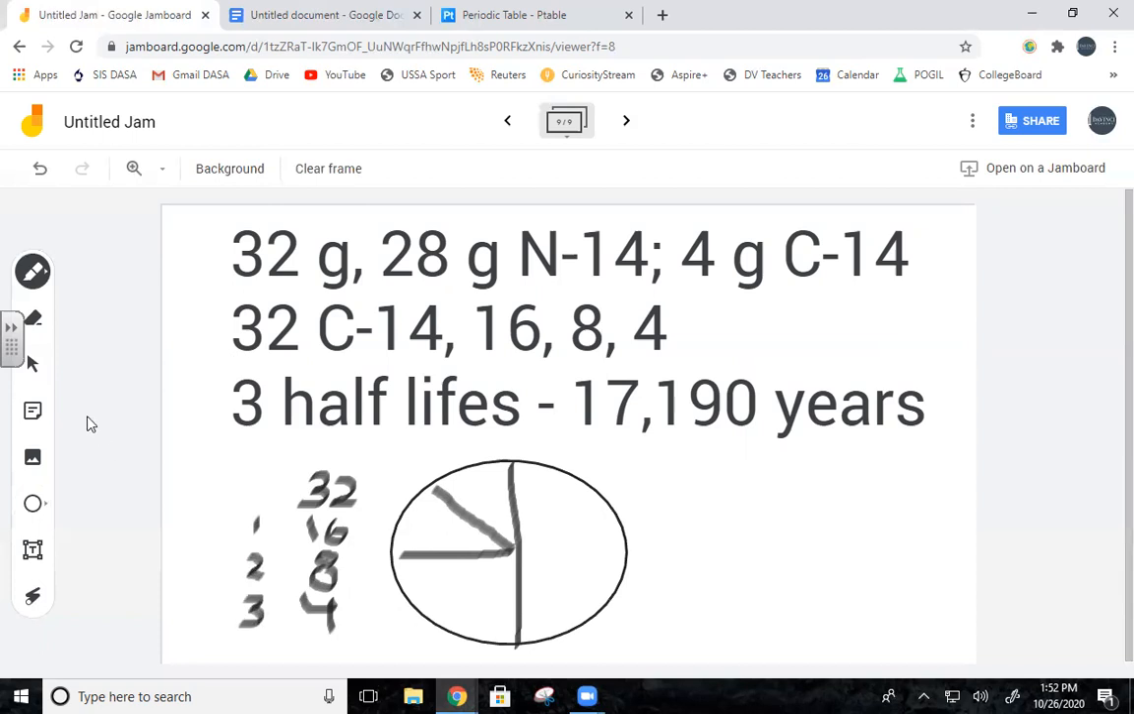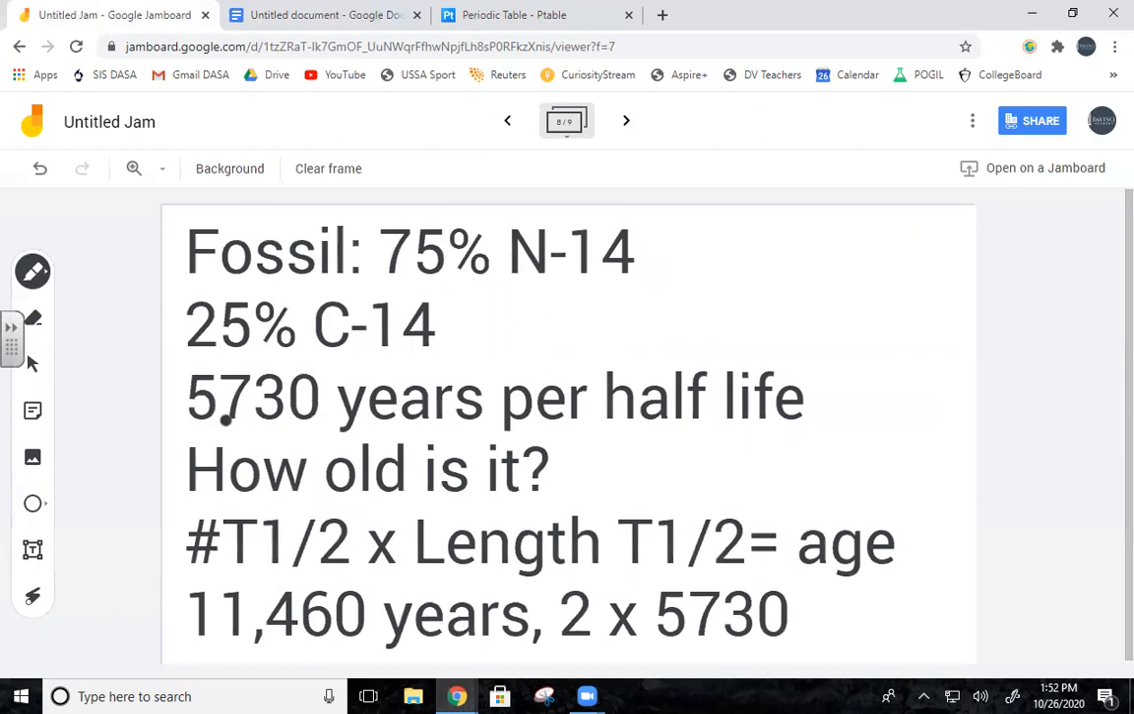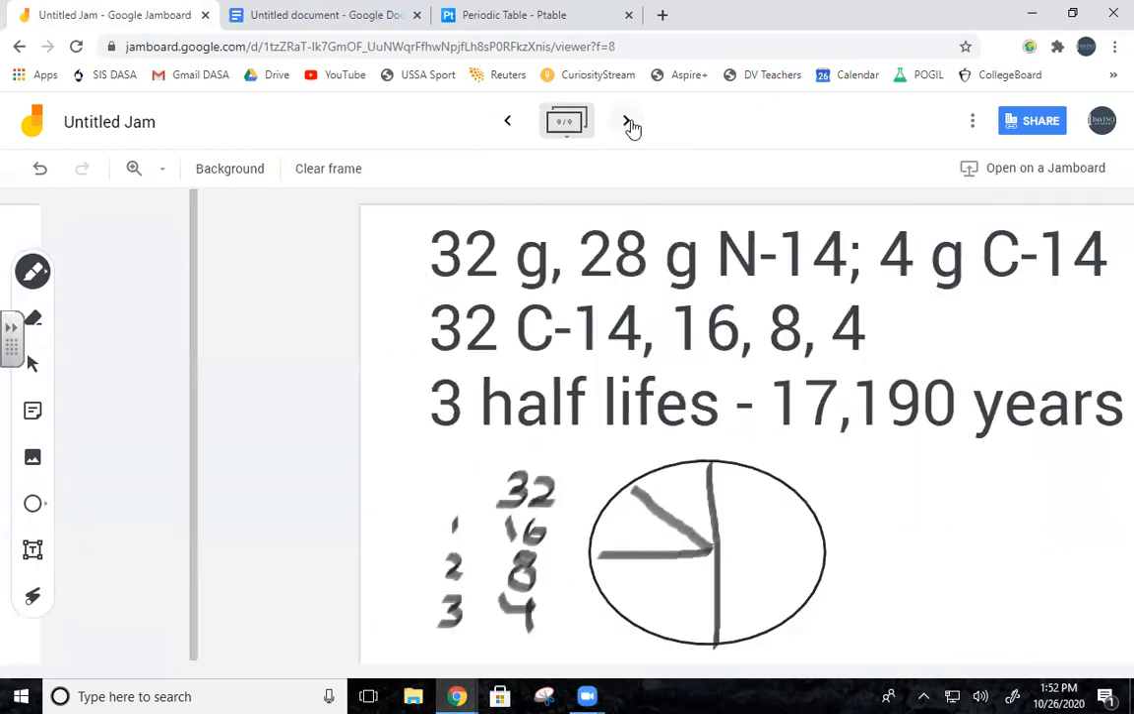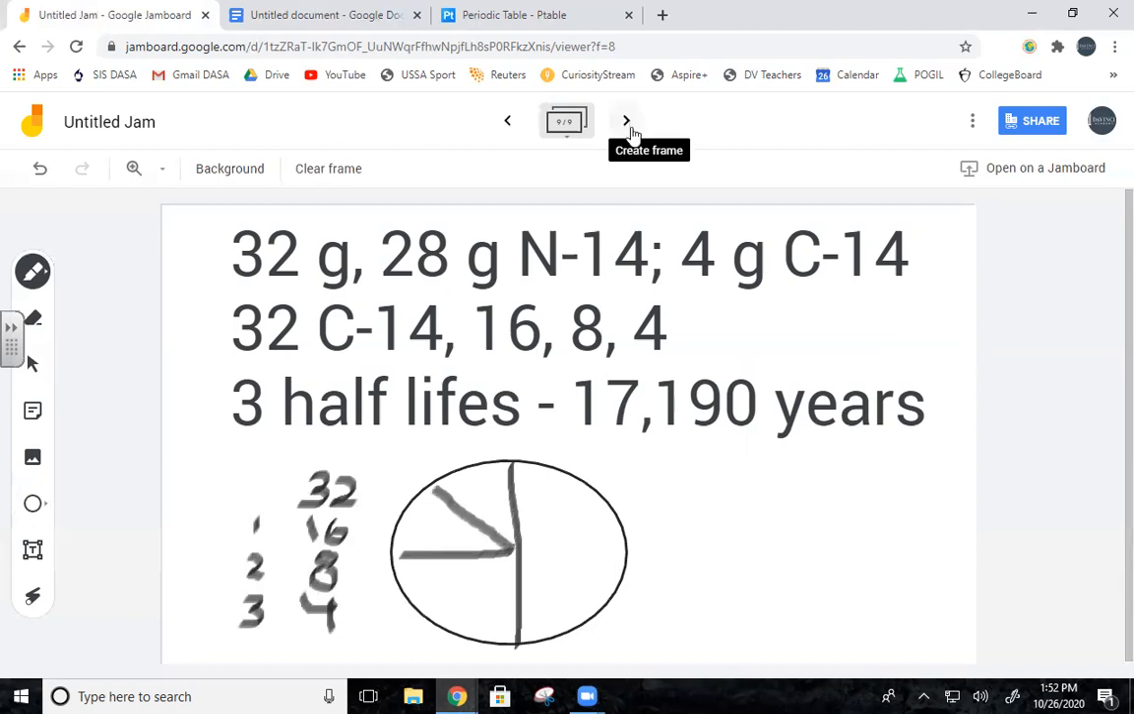How can we know the years? Because we know the half-life of carbon. The half-life of carbon is 5,730 years. And that's carbon-14. Okay?